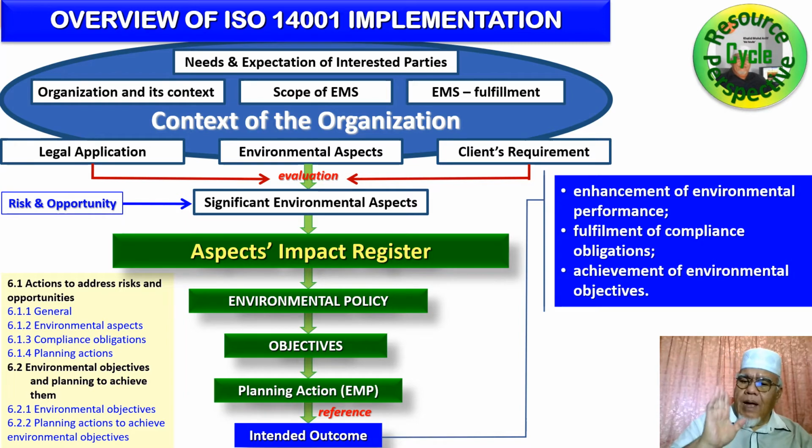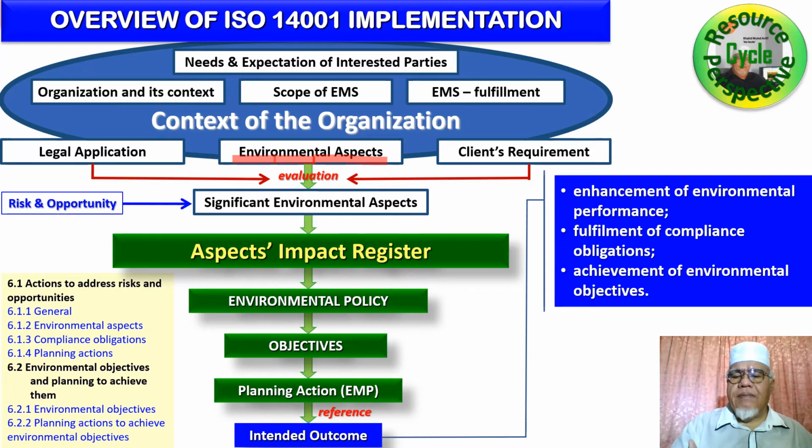Okay, now I want to show you when we do input-output analysis, where are we? Let me show you. We are here. We have to identify all our environmental aspects, all right? And on top of that, yes, you have all the rest, from identifying the needs of interested parties, our organization, our scope, etc.